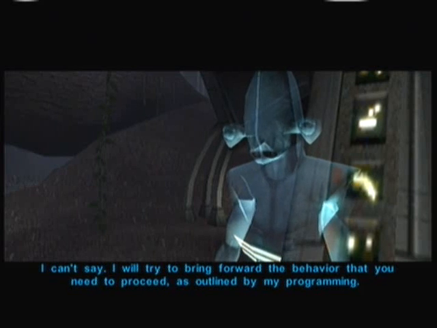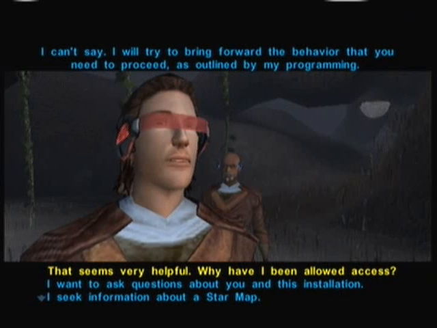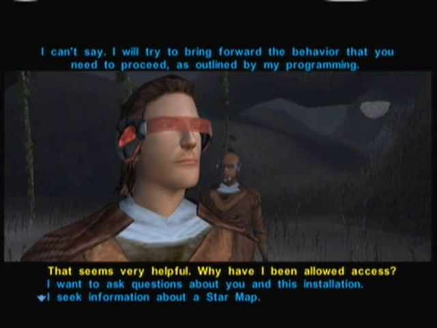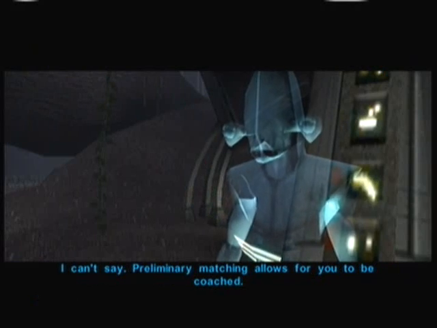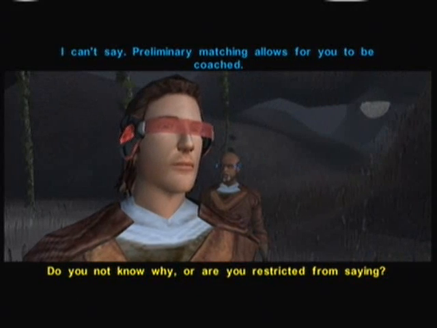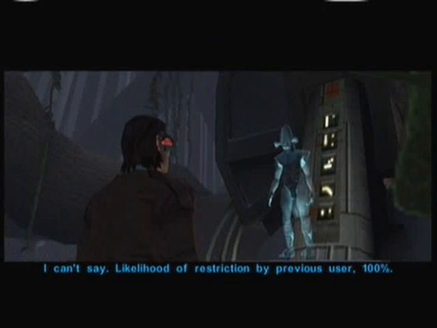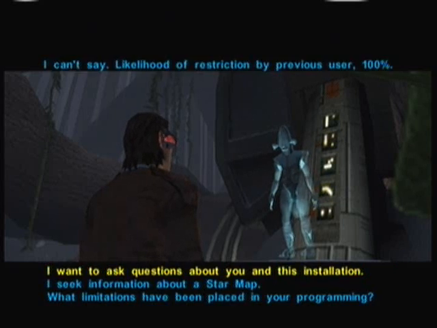I will try to bring forward the behavior that you need to proceed, as outlined by my programming. This is very helpful. Why have I been allowed access? I can't say. Preliminary matching allows for you to be coached. What? Do you not know why, or are you restricted from saying? I can't say. Likelihood of restriction by previous user, 100%.